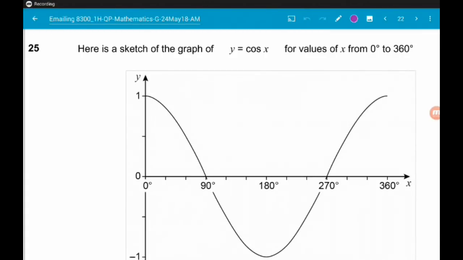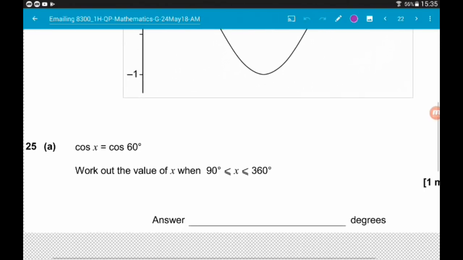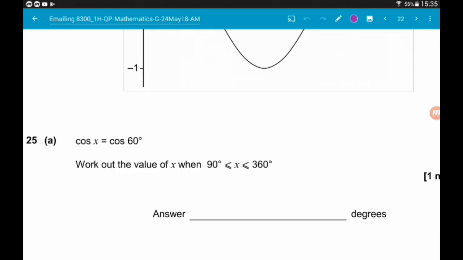Question 25. So we've got a sketch of y equals cos of x for x between 0 and 360 degrees. It's one that we should be familiar with. Now for part A we are told that cos of x is equal to cos of 60. We want to work out the value of x when x is between 90 and 360 degrees.